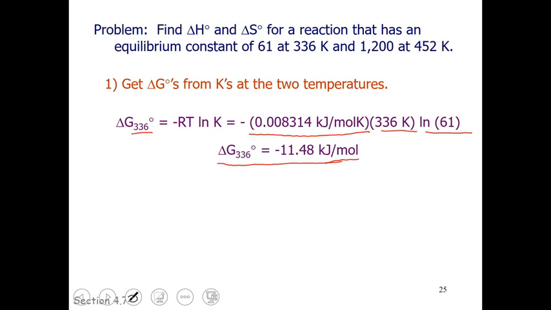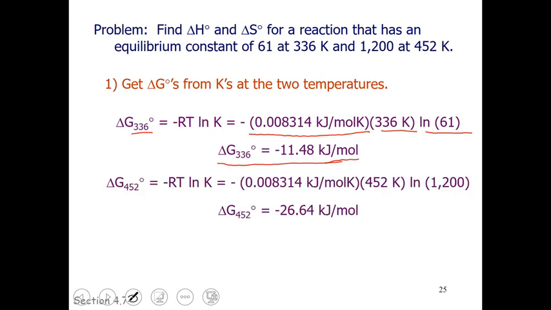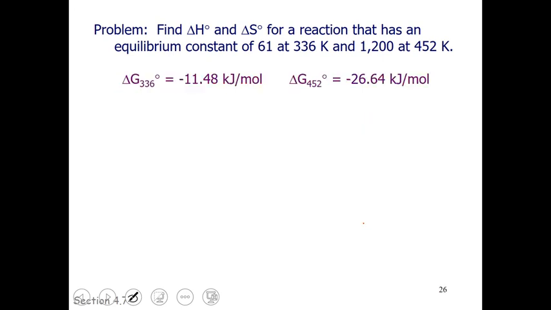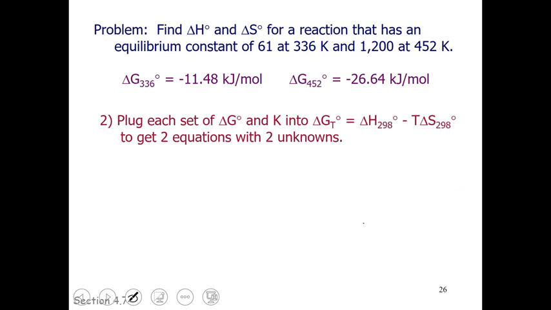I'm going to repeat the process at 452. So now I have two delta G naught values at two temperatures. So what can I do with these values? Not only does delta G naught equal minus RT natural log of K, but it also equals delta H minus T delta S. Now when you go to advanced chemistry courses, you will notice that delta H naught and delta S naught change with temperature, but they don't change very much.